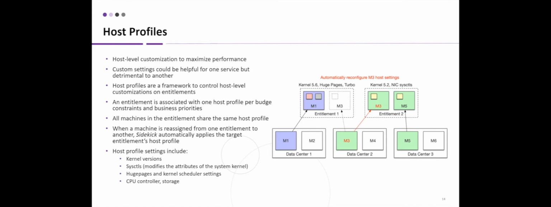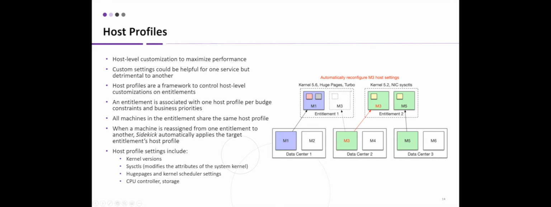So that's how it knows and how it efficiently allocates what it needs to do in terms of facilitating this process. And just to mention, it facilitates the settings of kernel versions you can edit, sysctls, modifies the attributes of the system kernel, huge pages, kernel scheduler settings, and CPU controller, as well as storage. Here's just an example of how it configures this entitlement, or each entitlement here has different settings.